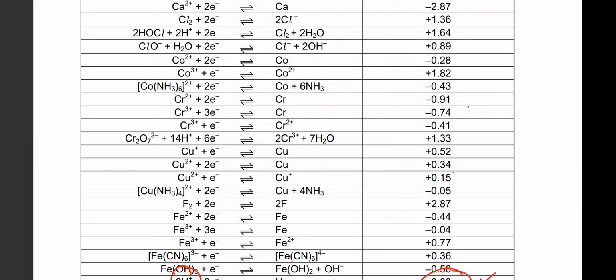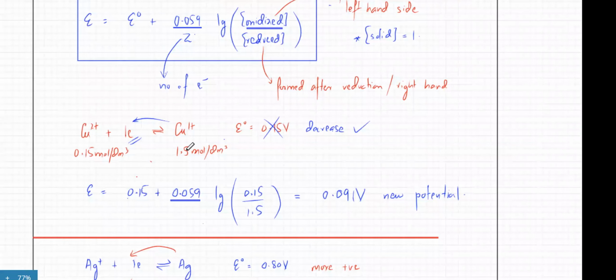So I've taken that equation and I've changed the concentrations now. The concentration of copper 2+ is 0.15 mole per dm cube, and the concentration of copper 1+ is 1.5 mole per dm cube. So obviously, the potential is no longer going to be the standard potential. It's not going to be 0.15 volts. Is that clear?